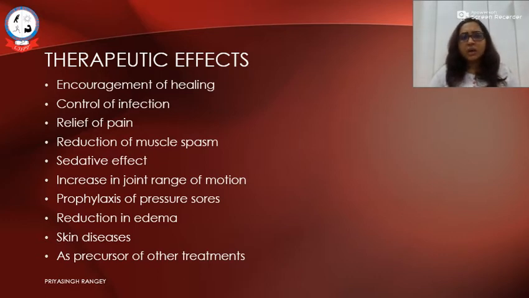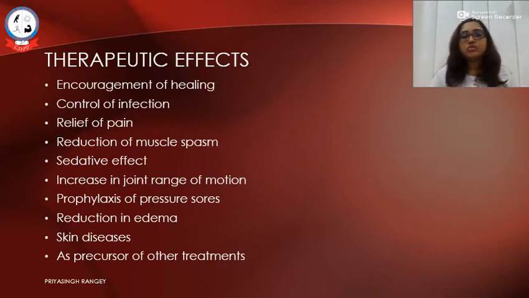We know that when we apply heat, there is an increase in the amount of blood supply to the local area. This increase in blood supply leads to removal of the debris that occurs secondary to any injury to the tissue. Also, with the influx of blood supply to the area, there is again an influx of various nutrients that are required for healing, along with the different factors that are required for healing. And also, heat leads to an increase in the cell membrane permeability. Also, it causes an increase in the metabolism, thereby leading to an encouragement of healing.